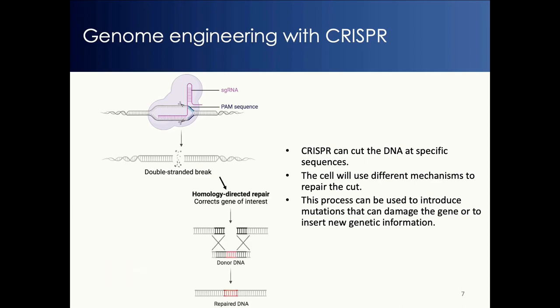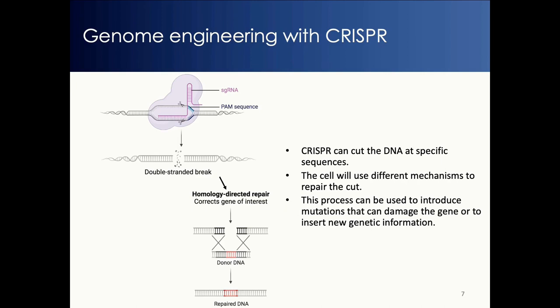Alternatively, if we provide the cell with a piece of DNA that resembles the borders around the cut, with arms of DNA, this donor DNA can be used to repair the cut without leaving a scar and without leaving any missing piece in the information. So we can also take advantage of this moment to include additional information in between these arms, to insert new genetic information at the cutting site.